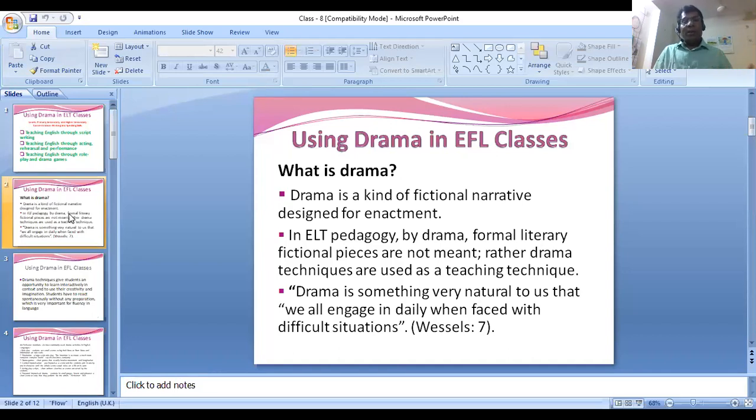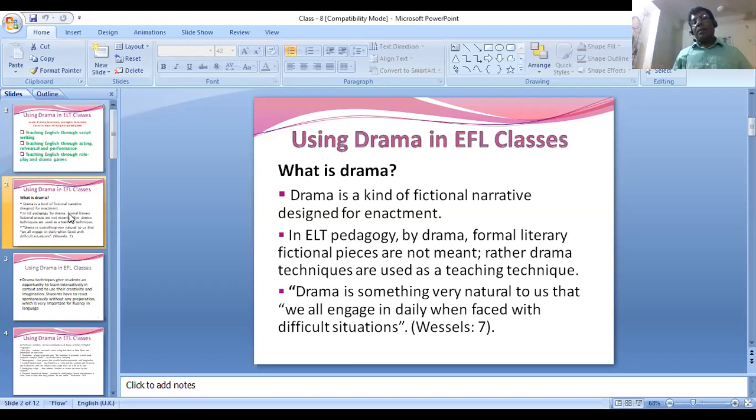that means literary fictional pieces. Here we understand drama techniques. In ELT pedagogy, by drama we will not actually mean those dramas that we are talking about. When we talk of drama, we have to understand that we are talking of drama techniques. We are talking about acting, we are talking about performance, we are talking about rehearsal. These are the drama techniques. These three techniques will be used as a teaching technique to teach people the English language.